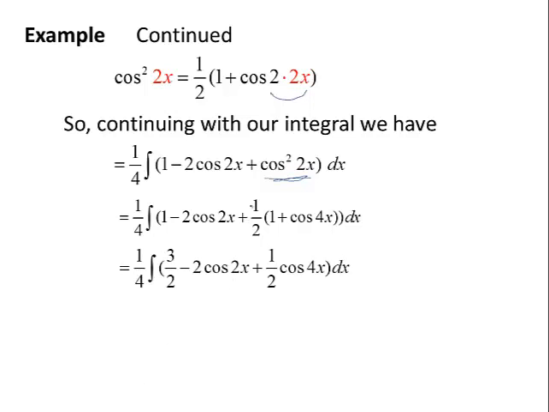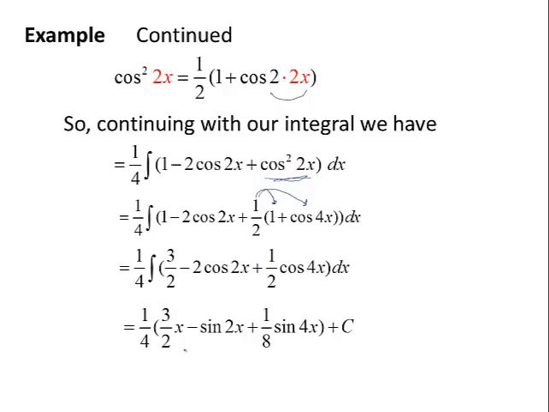And taking care to do just a little distribution here, we distribute the 1/2. 1/2 times 1 is 1/2, plus this 1 gives us 3/2. There's the 1/2 cosine 4x. Continuing, the calculus should be really straightforward by this point. The antiderivative of 3/2 is 3/2 x. The antiderivative of 2 cosine 2x is simply sine 2x. And finally, the antiderivative of 1/2 cosine 4x is 1/8 sine 4x.